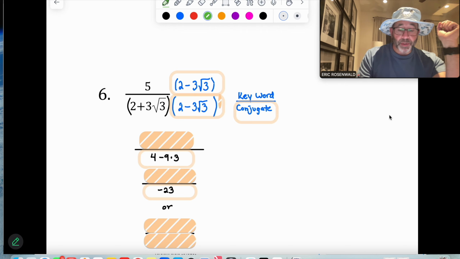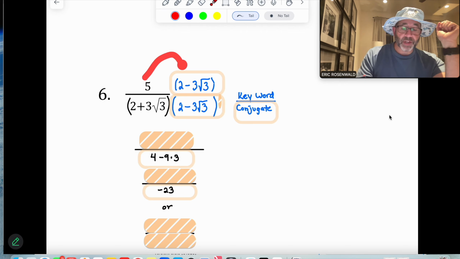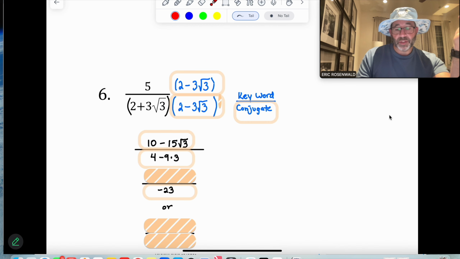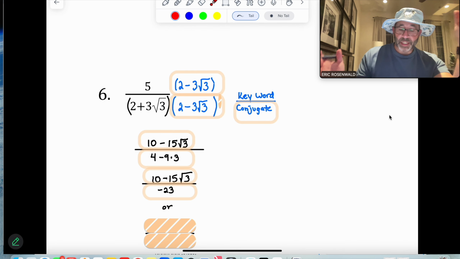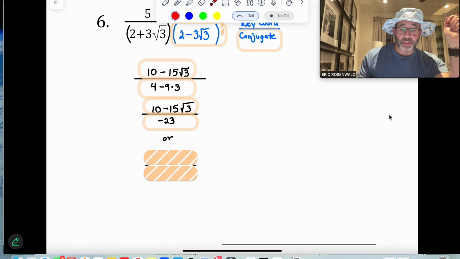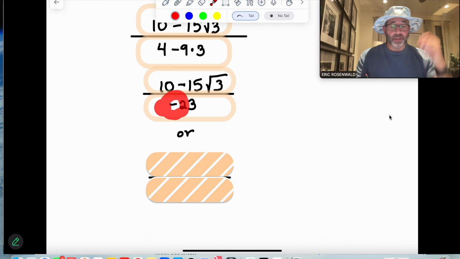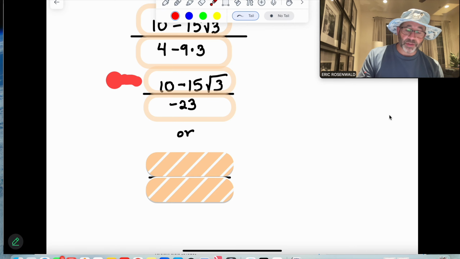However, on the top, if we go through and distribute this 5 out to everything, we'll have 5 times 2, which is 10, and 5 times 3, which is 15. So we have 10 and then negative 15 root 3. That will not simplify, it just stays as it is. Now one of the things that you might see, and I don't care either way if you do it, is that a lot of people don't like the negative down in the denominator.